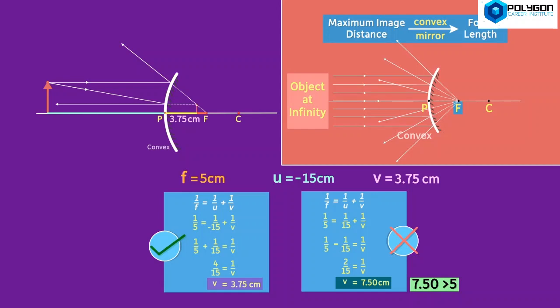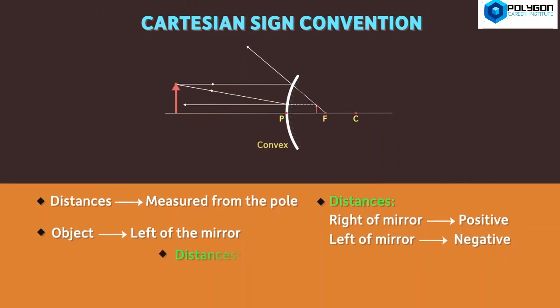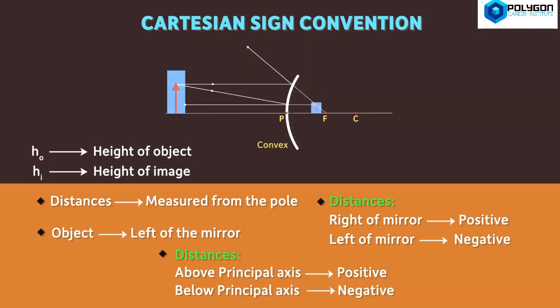Okay, this was all about the third rule. There is one final rule which is left. It says that all distances measured perpendicular to and above the principal axis are taken as positive, and distances measured perpendicular to and below the principal axis are taken as negative. Above, positive, and below, negative. So if we were to consider heights of the object and the image, both these distances from the axis are above the principal axis. Hence, they are taken as positive heights.